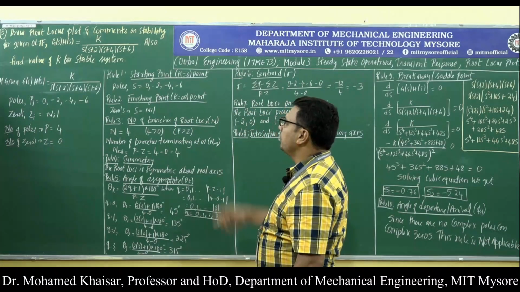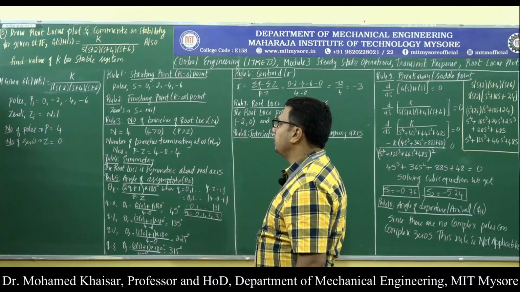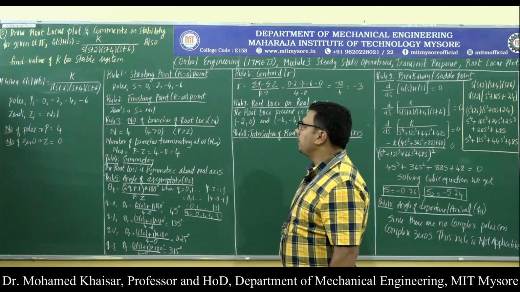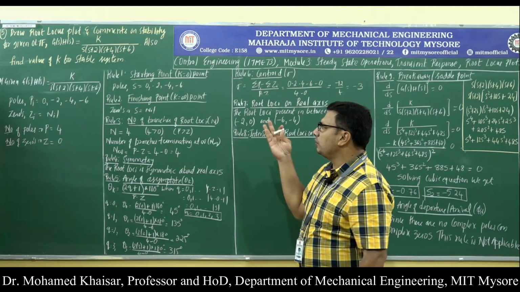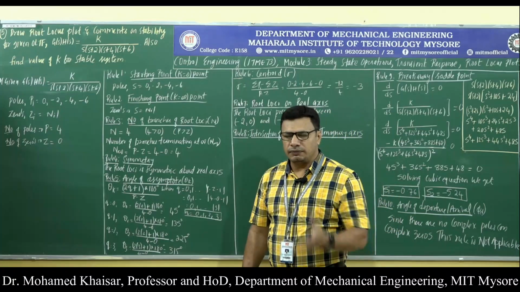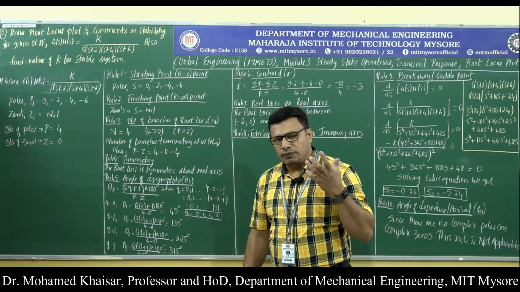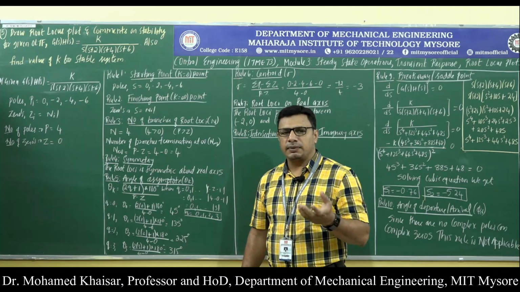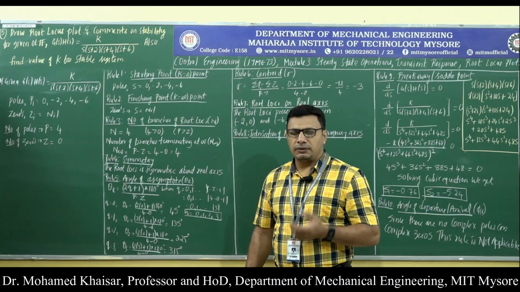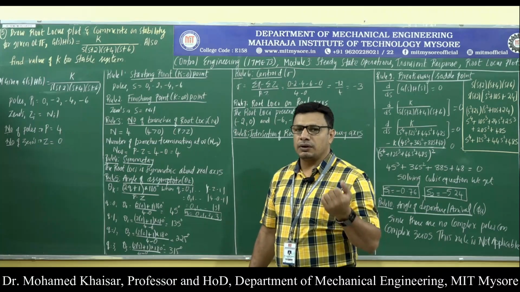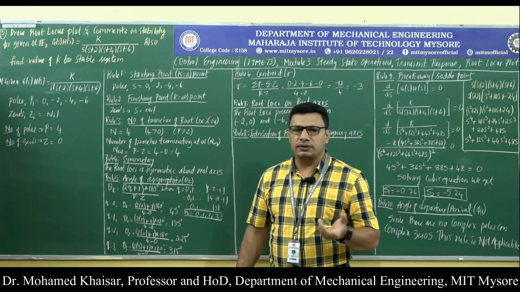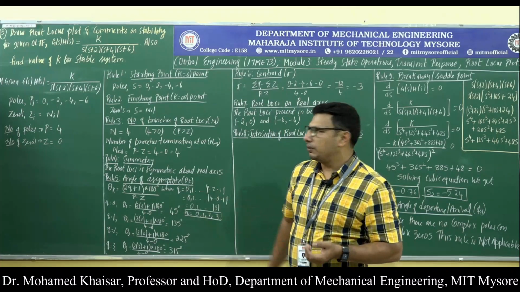Now, this problem is about drawing the root locus plot and commenting on stability for the open loop transfer function G(s)H(s) = K / [s(s+2)(s+4)(s+6)], and we also have to find the value of K for the system to be stable. K is nothing but the constant, the gain given to the system. For what values of K the system is going to be stable, we need to determine that.